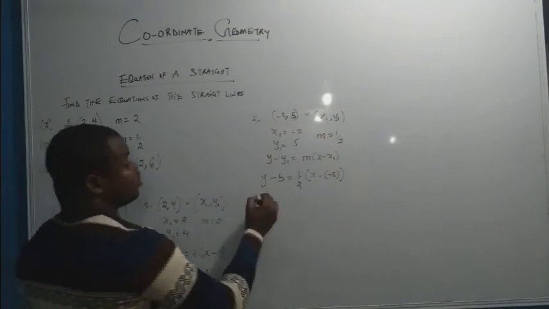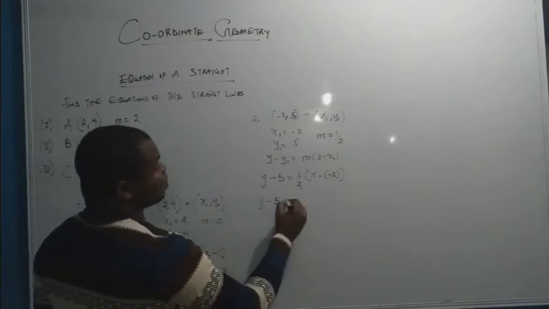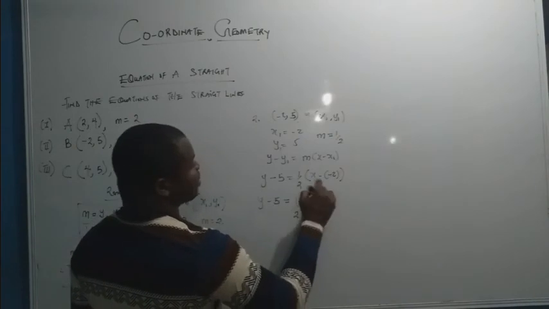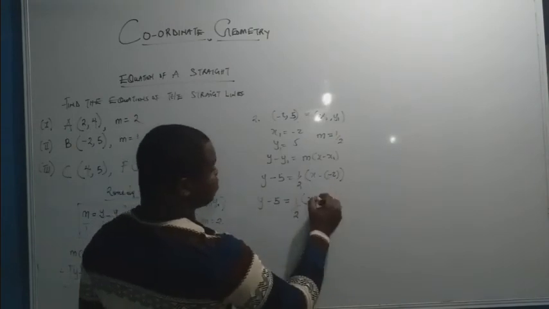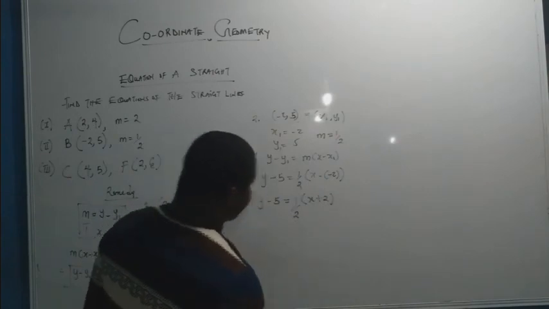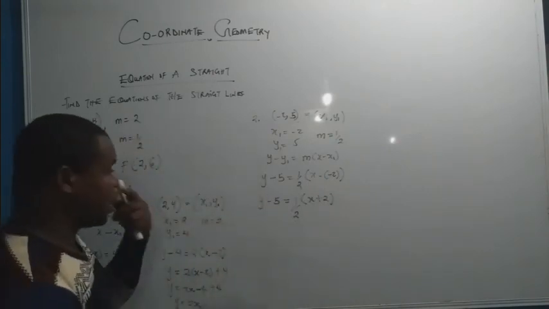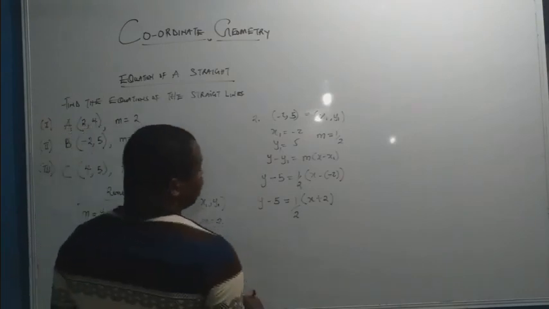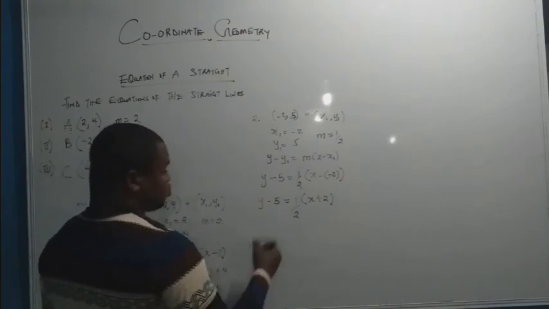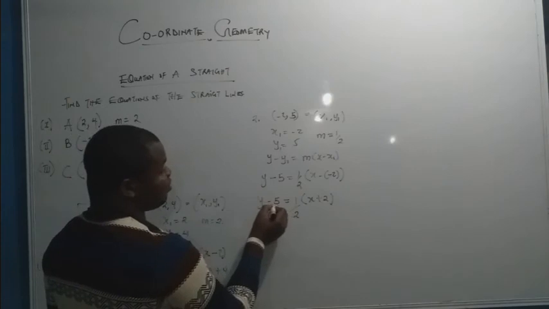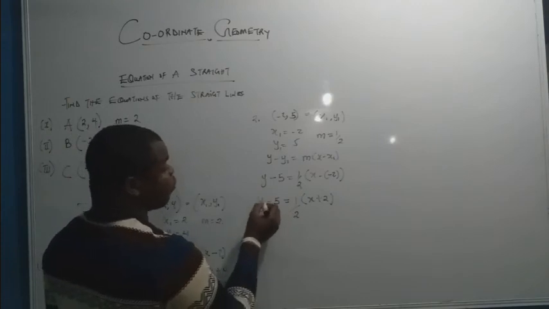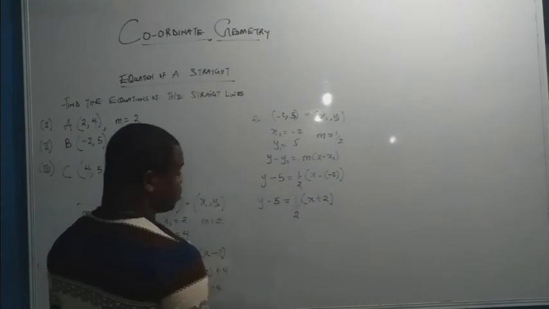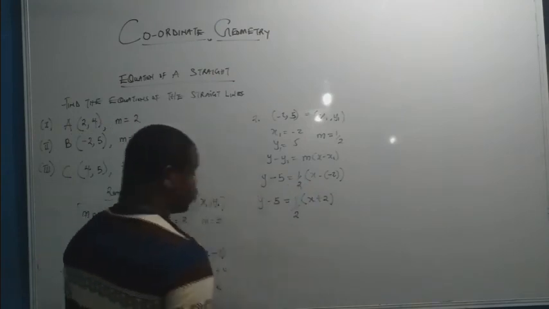Alright, so you have y minus 5 is equal to 1 over 2 bracket x minus times minus will give us what? Plus, and we have our bracket open. Are you clear? So the next thing to do is what? Now, remember, we have this to be y minus 5, okay? We have y minus 5 is equal to 1 over 2x plus what? 1 over 2x plus 2 bracket.